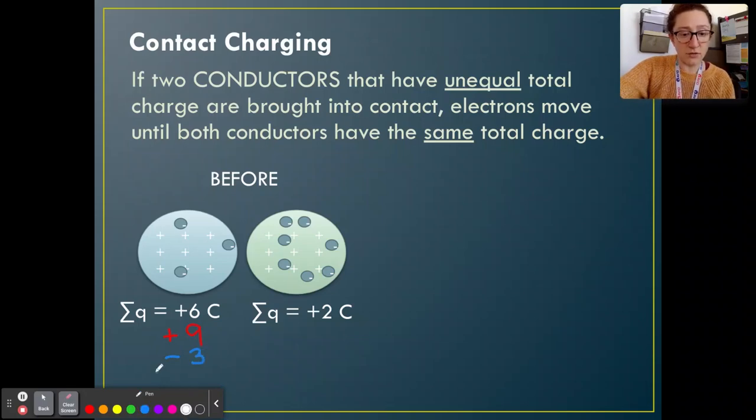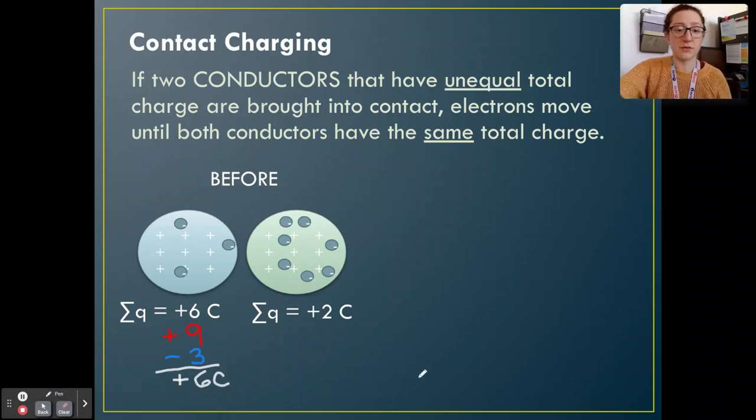Then we are left with +6. Simple math problem there. +6 coulombs of charge. And over here, we have 9 protons, and we have 1, 2, 3, 4, 5, 6, 7 electrons. You feel free to write that out down below. 9 minus 7 equals +2. So both of these objects are positively charged.